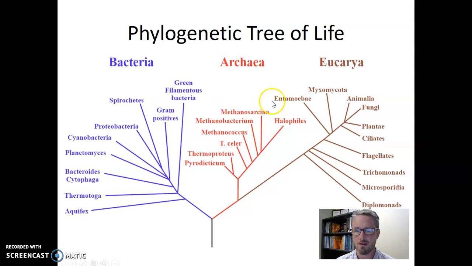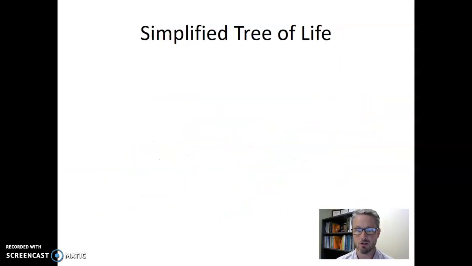And then the last domain is the eukarya domain. And that's where we've got things like animals and plants and fungus. These are all organisms where cells contain a nucleus, which sets them apart from the other two. So we've looked at this phylogenetic tree of life already, but I wanted to use a simplified version of this tree of life for the rest of our discussion.